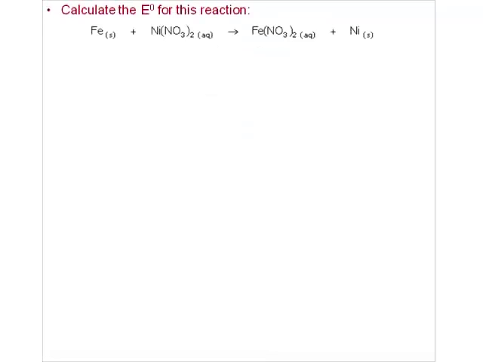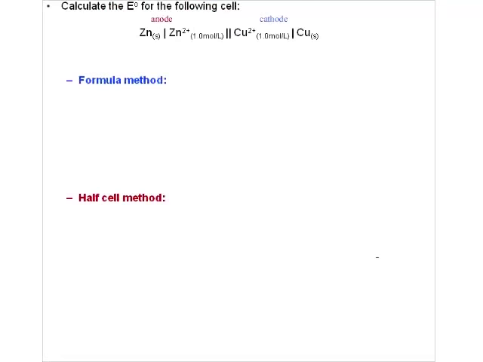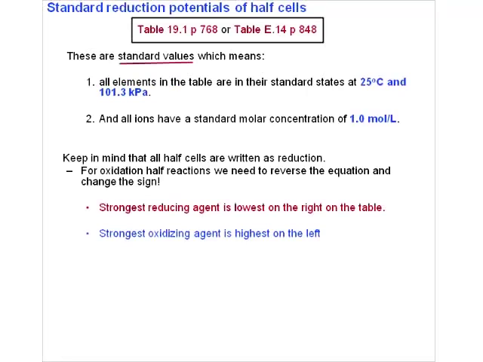And we want to be able to do a calculation for this as well. Okay, so what we're saying here is just a quick overview. We're saying that these values are standard. Everything has to be at 25 degrees Celsius and 101 kilopascals, and all ions have to be 1 mole per liter. That's standard conditions. And we just talked about the strongest reducing agent and the strongest oxidizing agent.